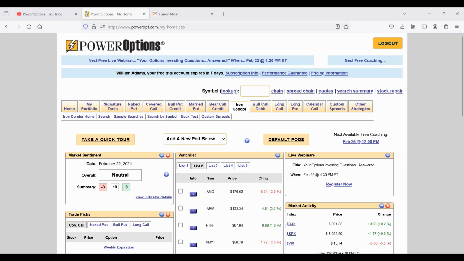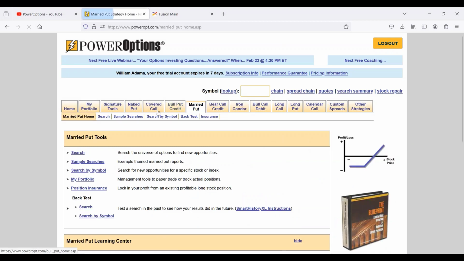All right, so here we are now at the PowerOptions suite of tools. What we're looking at here is a basic trial account. This is our webinar account that we use for webinar approaches. And I'm going to go directly to the Married Put tab.